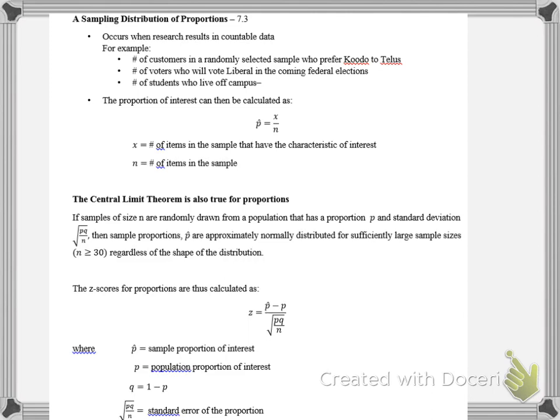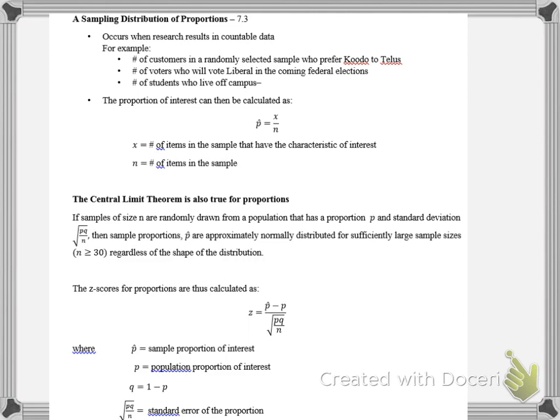You calculate p hat. Like we did for 7.2, there are the appropriate z-scores. So if you are going to take the sample proportions and standardize them into z-scores, the formula for that is as shown. Z is equal to p hat minus p divided by the square root of p times q over n, where p hat is your sample proportion of interest, p is the population proportion, and q is 1 minus p. So it's just the complement of p.